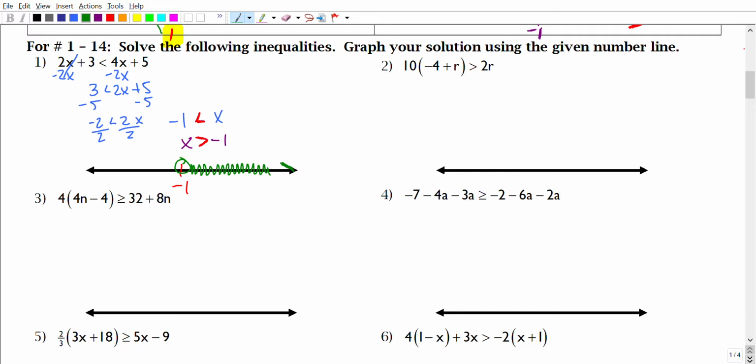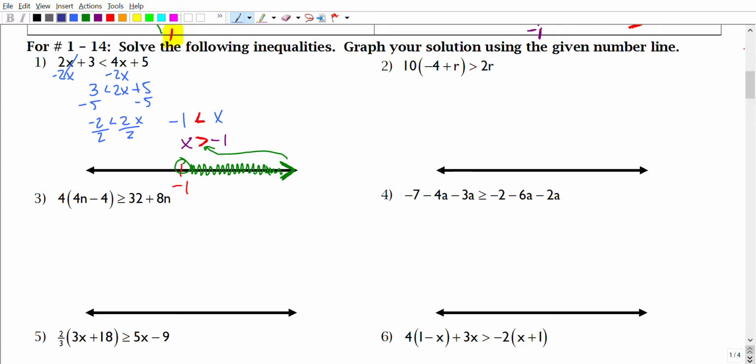And if it helps, draw your little arrow right here. That symbol is very similar to this symbol, okay? So we're shading to the right, okay? All right, not too bad, right? Well, let's try the next one.